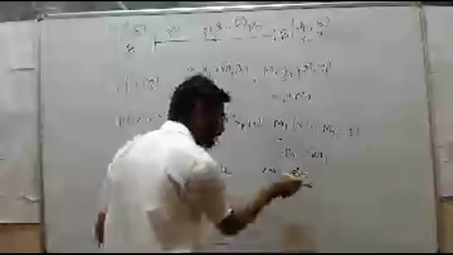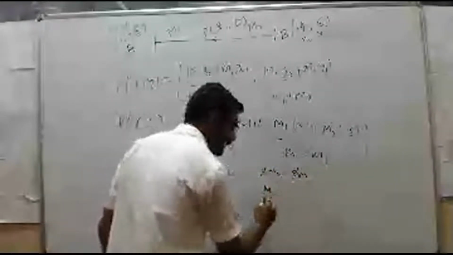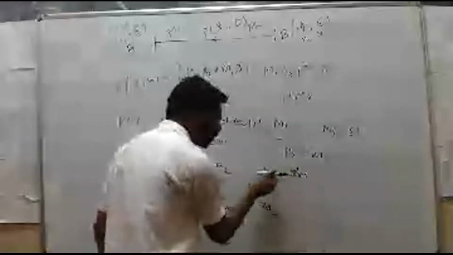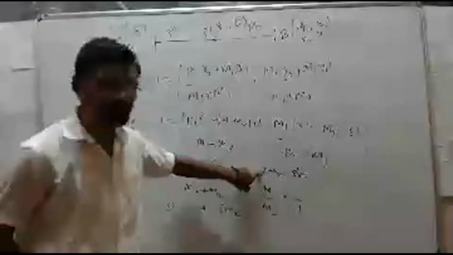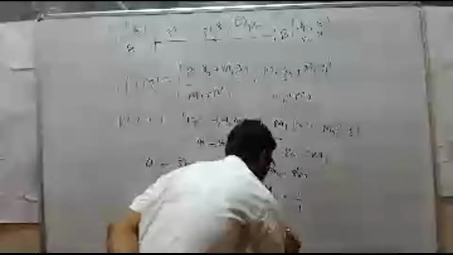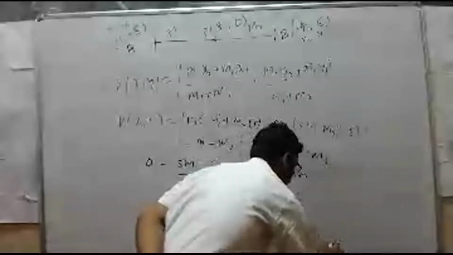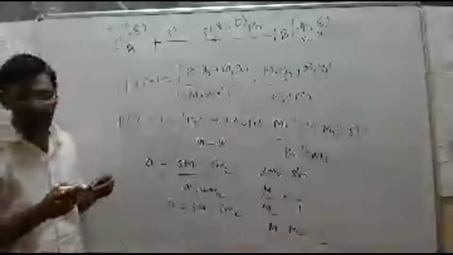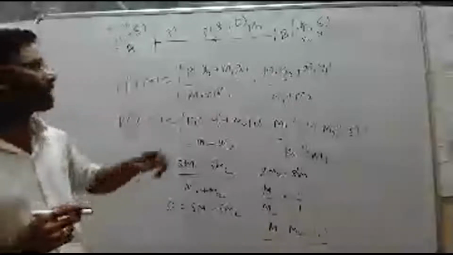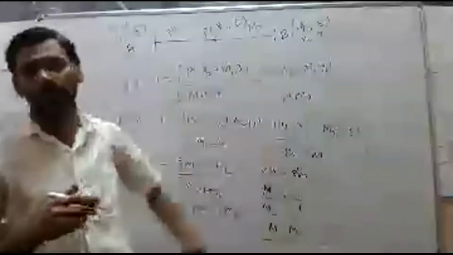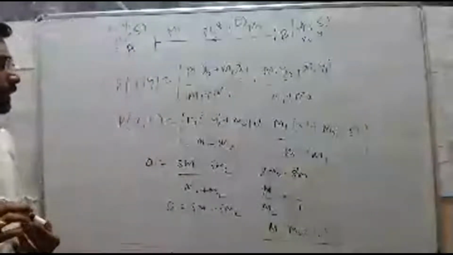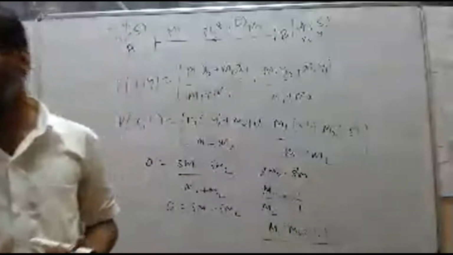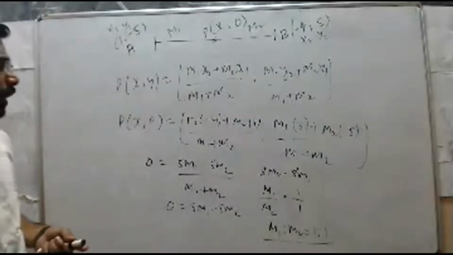Therefore, m1 by m2, we divide by m1, and what remains is 1 by 1, because if there is no term, it means 1. Therefore the ratio of m1 and m2 is equal to how much? 1 raised to 1. m1 divided by m2 is equal to 1 raised to 1.